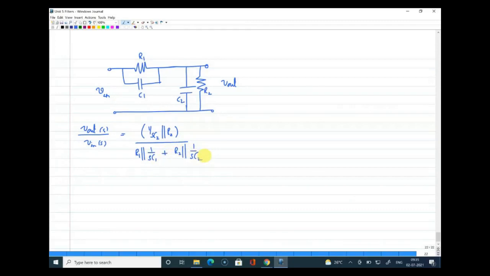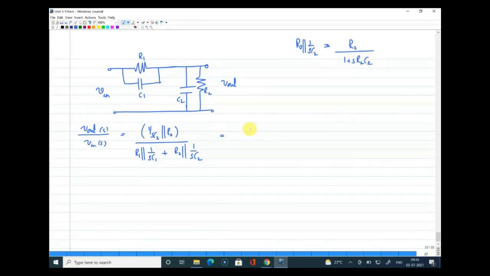This is the expression now. Or this can be simplified further. So what I'll do is I'll just simplify this R2 parallel 1 by SC2 here. We know how we will get when we simplify. The simplified version will be R2 divided by 1 plus SR2C2. Right. So similarly, R1 parallel to SC1 also you will get the same thing.